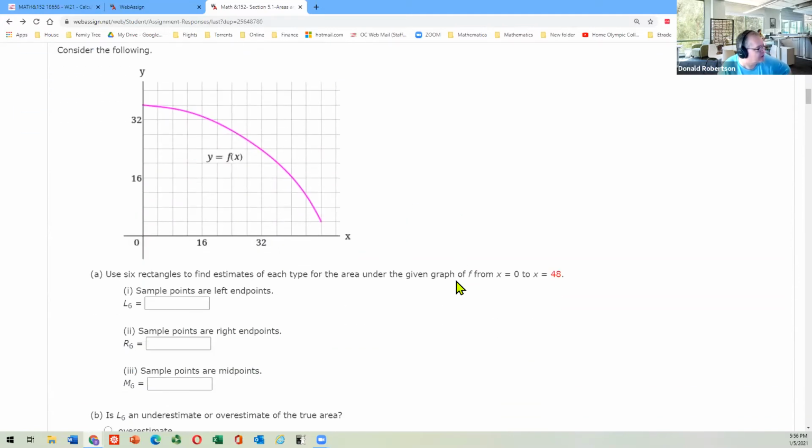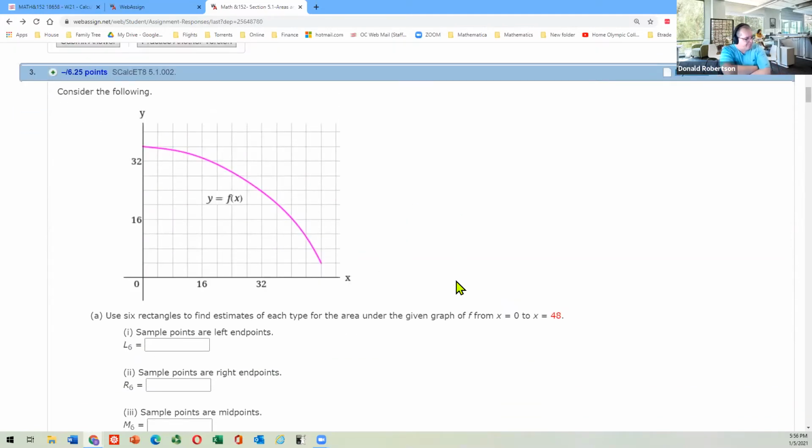And now let's look at the other kind of question. We want to find L6 and R6, but there isn't a function, right? It doesn't say y equals x squared. And there isn't a table where I can get my numbers, which means we're going to have to do the table by using that diagram. So let's see what the first clue is. It starts at 0, which is here, and it finishes at 48. Okay, I can handle that.